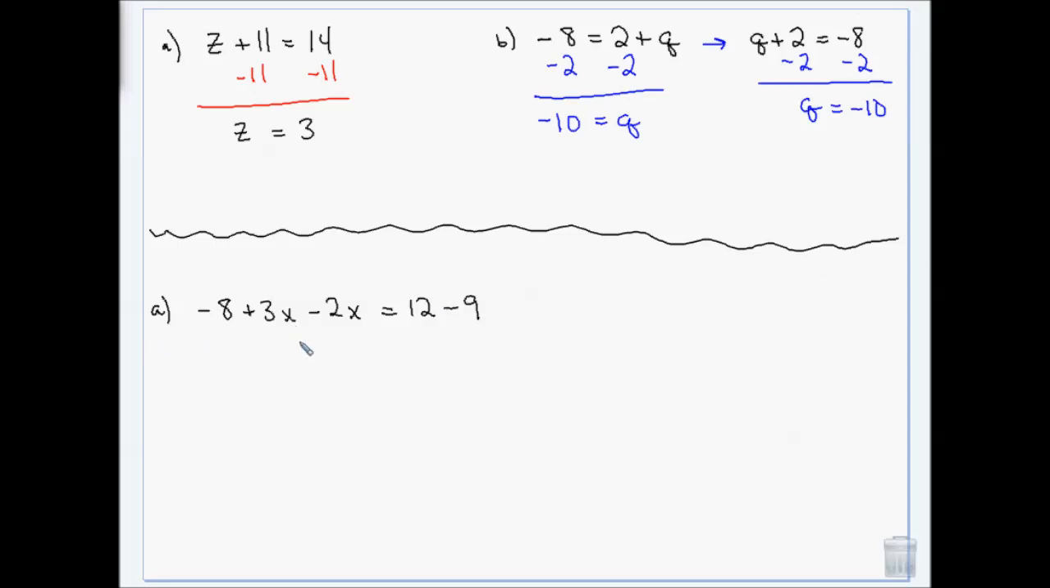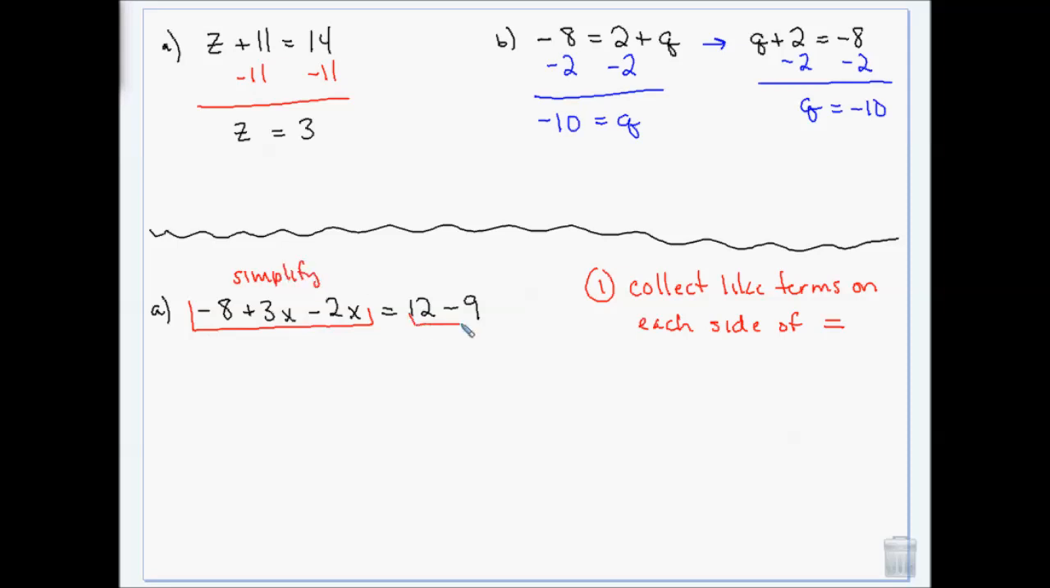When you get things that look like this, the first step is always going to be to collect like terms on each side of the equal sign first. So I'm going to simplify this side, and then this side. I want each side of the equal sign to be completely simplified before I start doing anything back and forth.